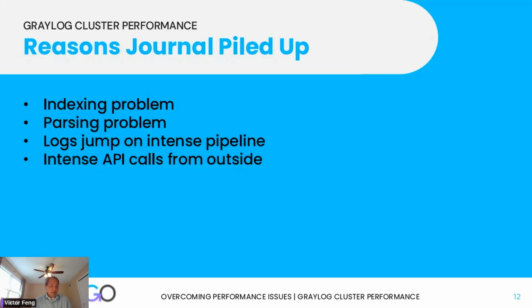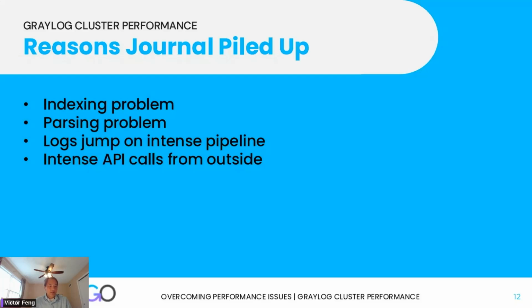Second problem is a parsing problem. Basically, the parser is not able to parse a log. When a lot of logs could not get parsed, the Graylog node could get piled up too. Third reason is that the log volume can have a sudden jump on intense pipelines. Some pipelines have rules which demand high computing. When logs spike, Graylog may not have enough resources, such as CPUs, to handle the load.